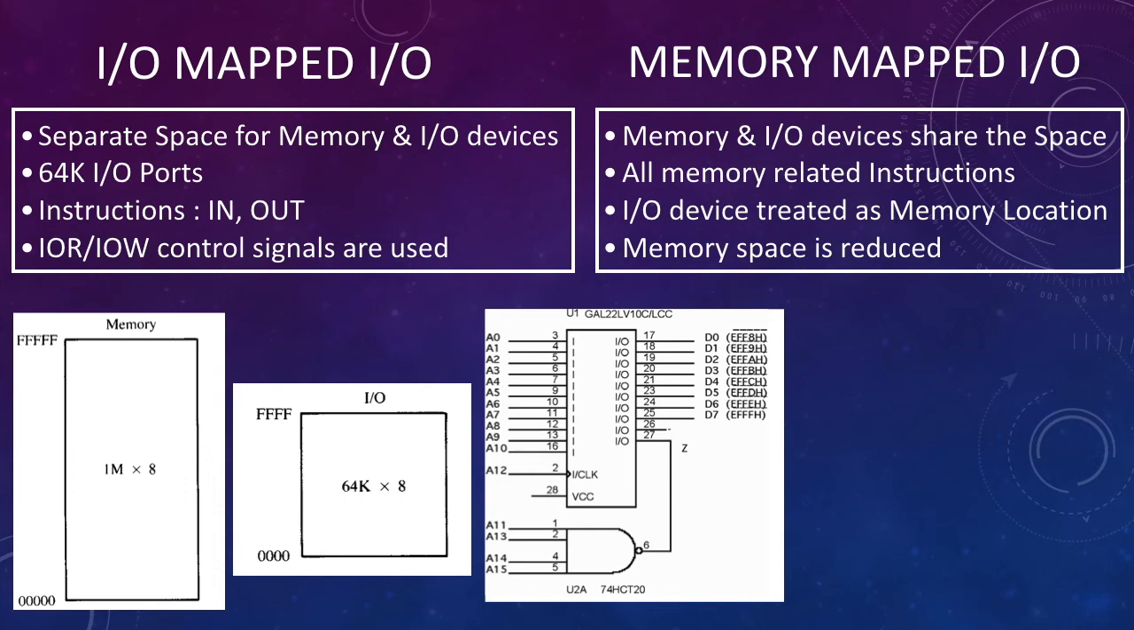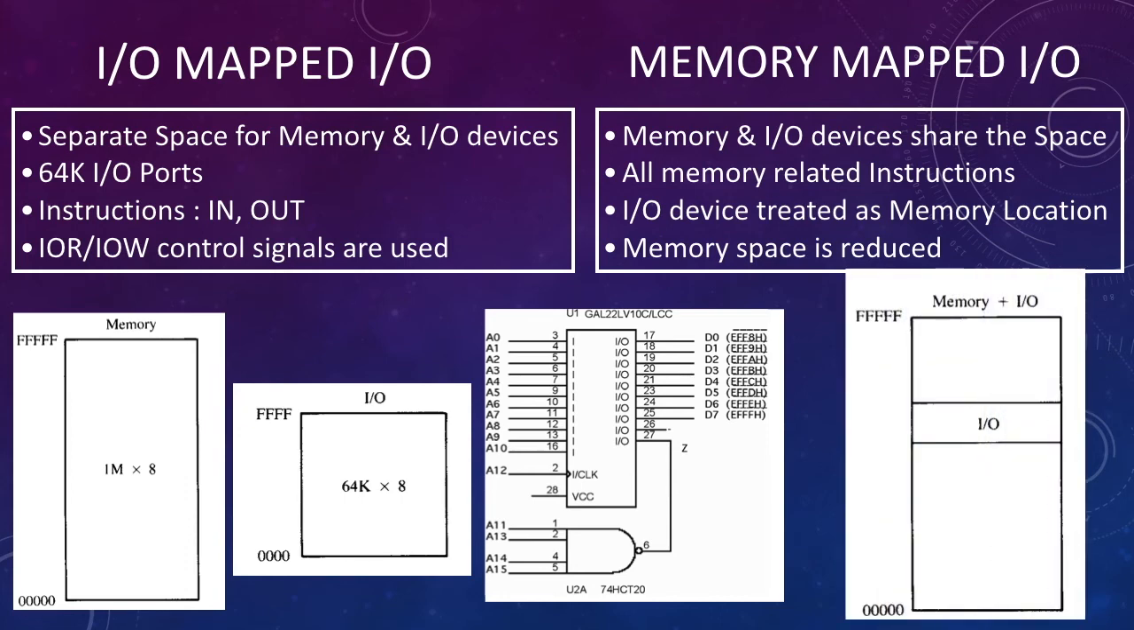So unlike I/O mapped I/O, memory mapped I/O doesn't use the IN and OUT instructions. Instead, it uses the same instructions for data transfer which are used for the memory devices. Thus, the I/O device here is treated as a memory location. The disadvantage here, as you can observe from the figure, is that a portion of the memory system is used for I/O mapping, which reduces the amount of memory available for other applications.